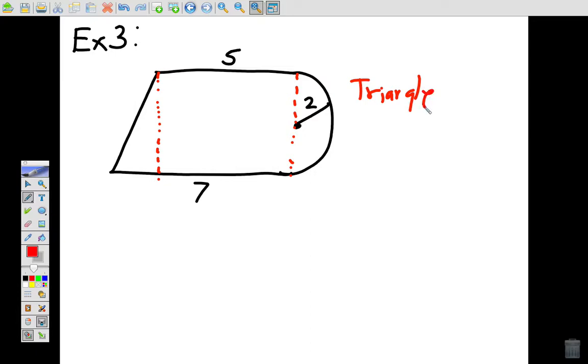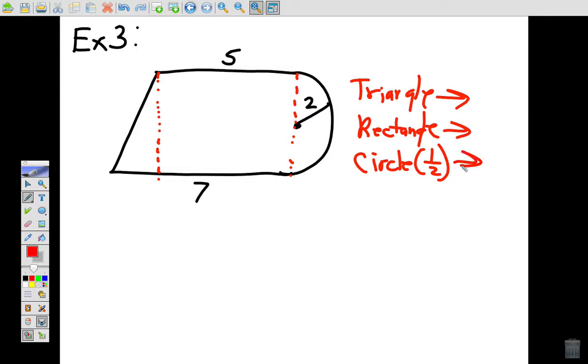I have a rectangle, maybe it's a square, we'll see. Still find the area of it the same way. And I have a circle, but in particular, it's a half a circle. And what we're going to do is find the area of each of those and then add those up to find the total area of this figure. All right, so let's do this.